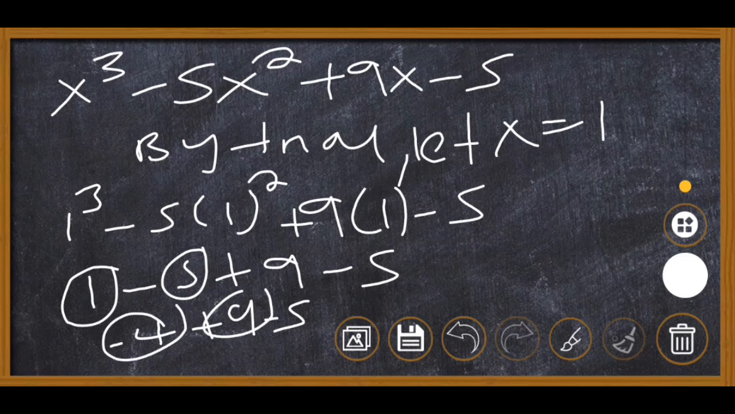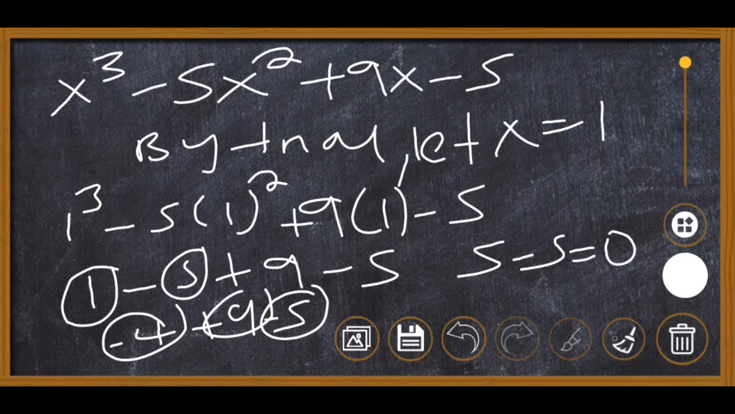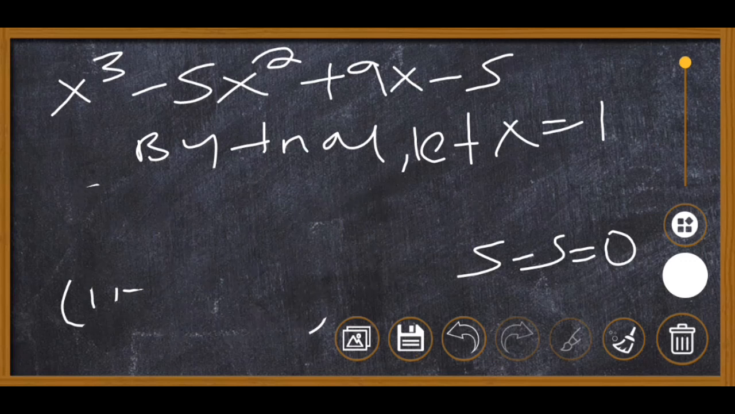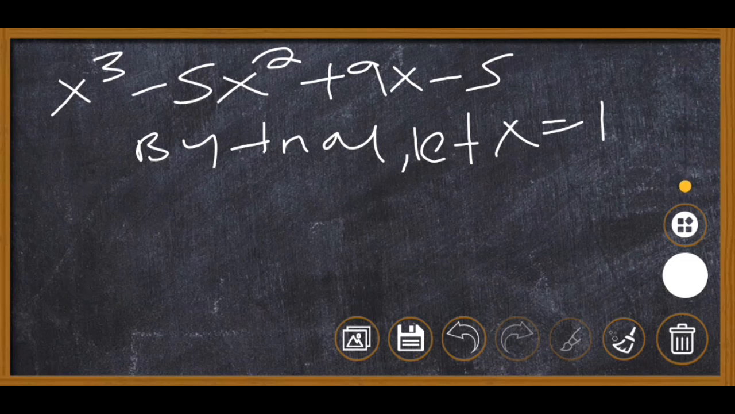So we are going to have, let me just write from here, 5, then minus 5, which is here. So 5 minus 5 is 0. So in this case, according to what we have just discussed, this implies that x equals 1 is a factor. Okay, so x equals 1 is a factor.